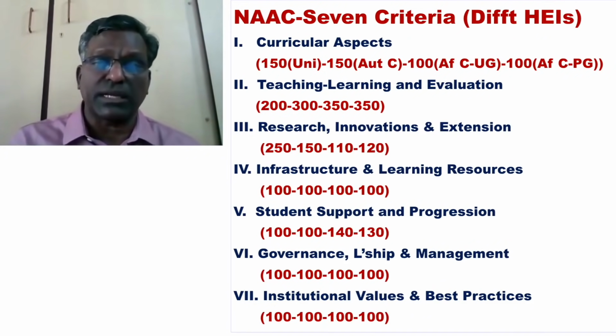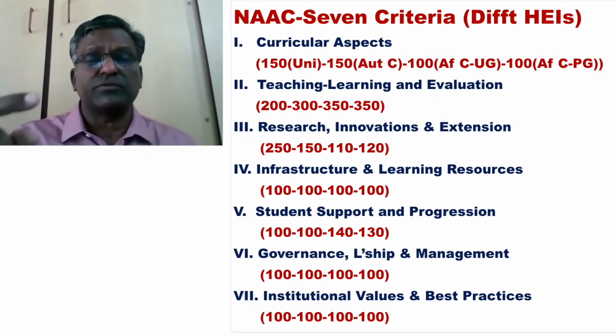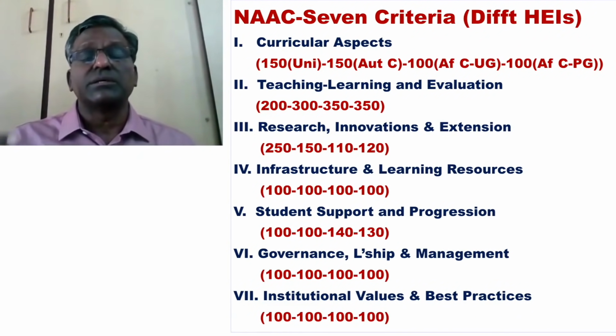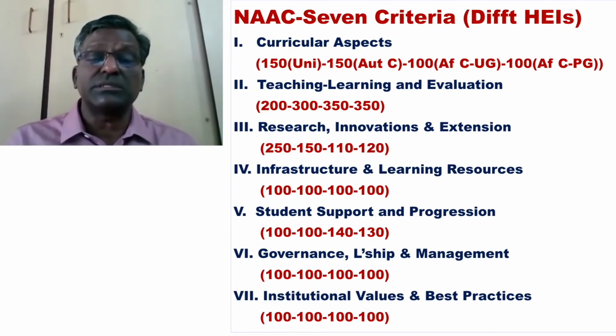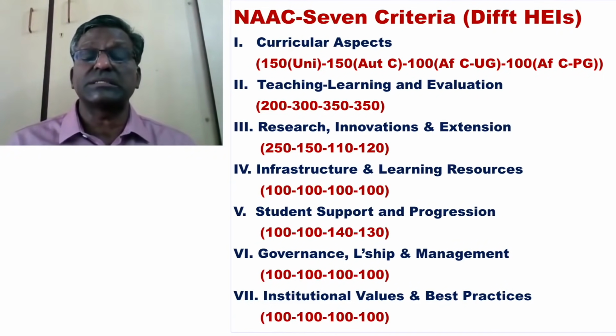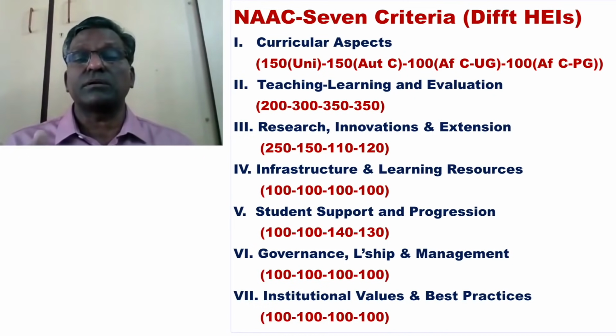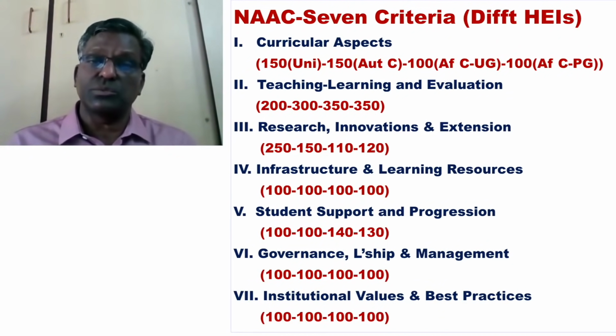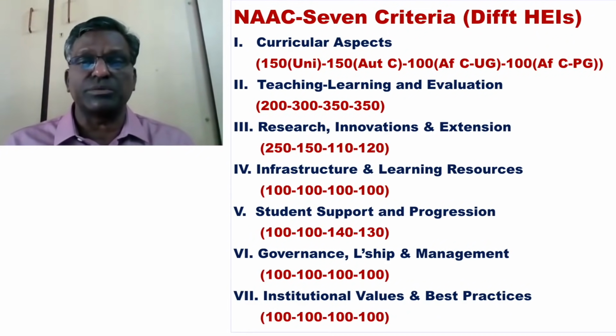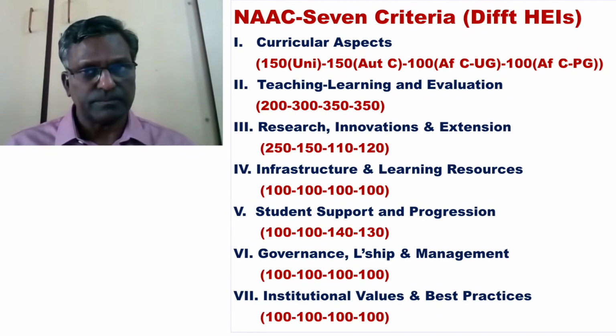Okay, so curricular aspects. I'll just highlight 2 criteria. So the first criterion is curricular aspects. Now, as far as universities and autonomous colleges are concerned, the weightage for the first criterion, namely curricular aspects, is 150. Whereas in the case of an affiliated college or a constituent college, whether it is a UG or a PG, it is only 100. Now, why this differential treatment?